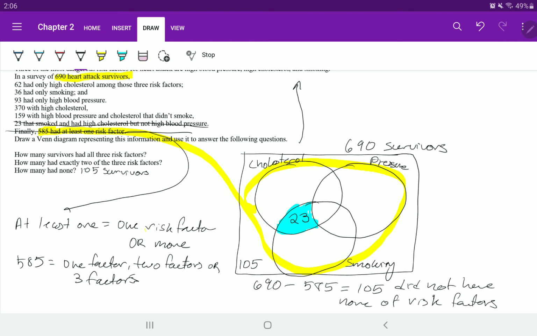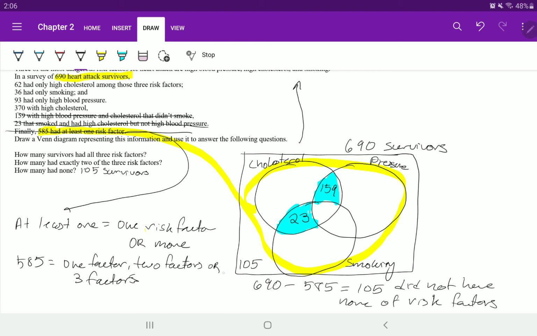159 with high blood pressure and cholesterol that didn't smoke. That is going to be right here. They had high cholesterol and high blood pressure, but they didn't smoke. And that's going to equal 159. Okay.